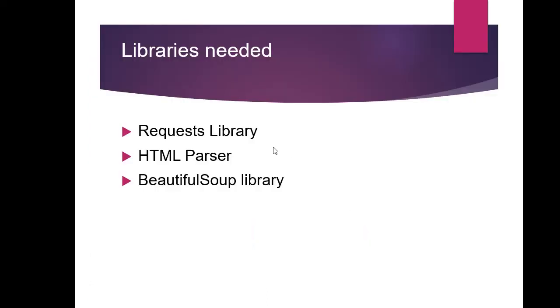Now libraries that we need: request library, we need HTML parser, and we need Beautiful Soup library. Request library to request for the HTML. Once we have the HTML, we need HTML parser to form a tree structure. Once the tree structure is formed, we need a Beautiful Soup library in order to navigate through the tree.